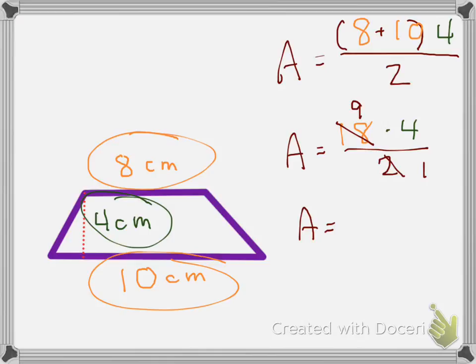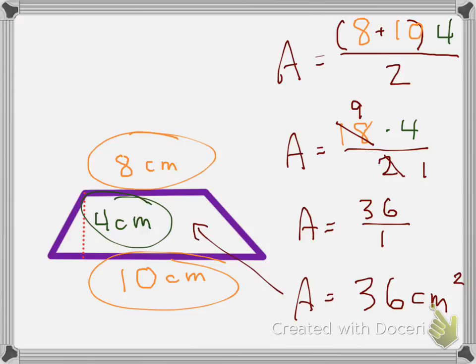So I've just made this problem a whole lot simpler. If you didn't do this step, you'd still get the same answer, but I'm just going to take this step here to simplify the problem for me. 9 times 4 in the numerator is going to be 36, and the denominator is going to be 1. Now anytime the denominator is 1, the numerator is just going to be kept as a whole number. So the answer to this problem is going to be 36 centimeters, because those are my units, squared. That is the area of this trapezoid.